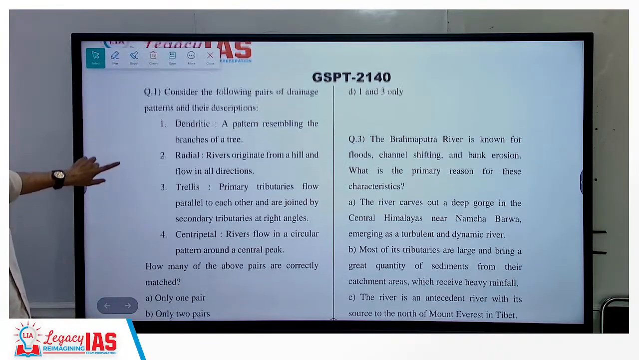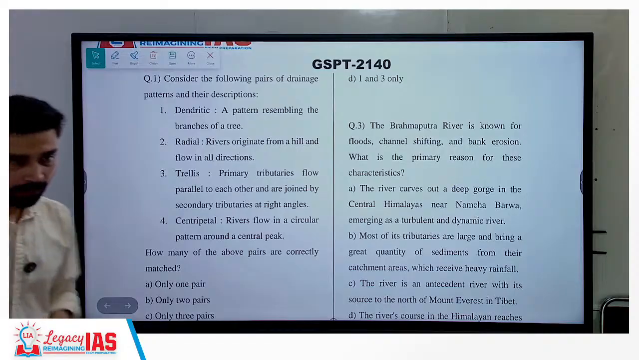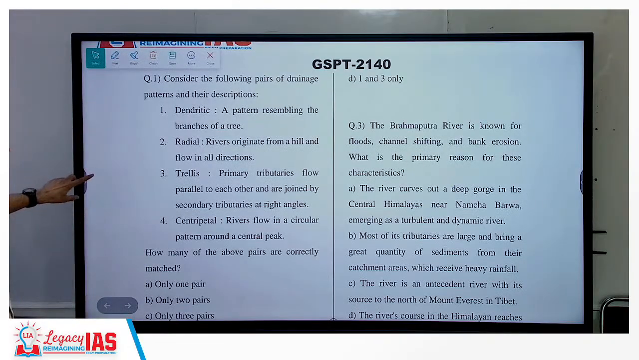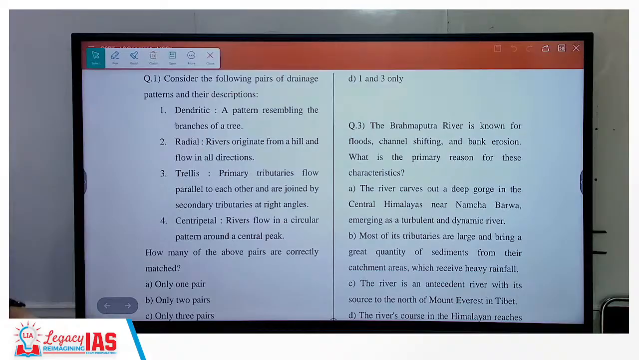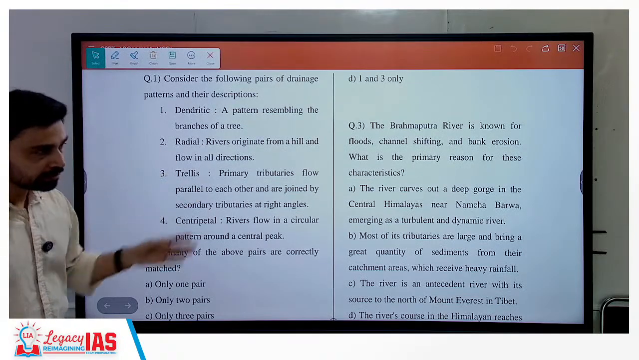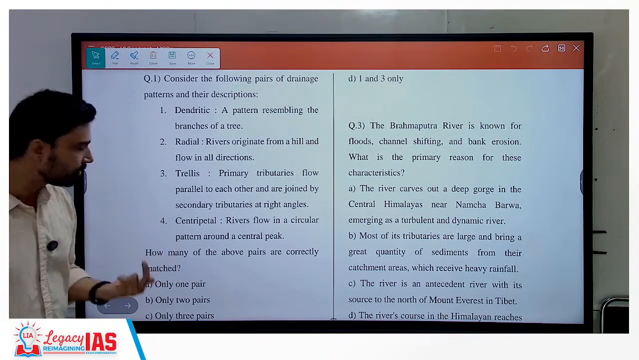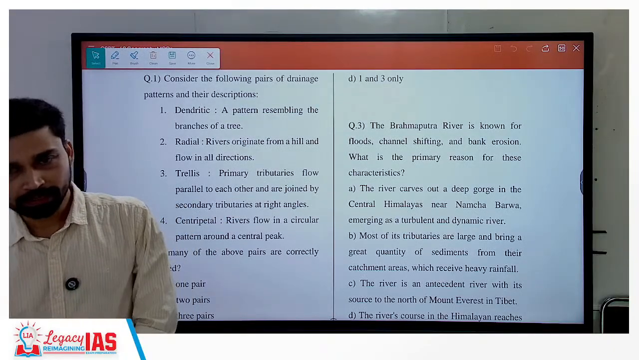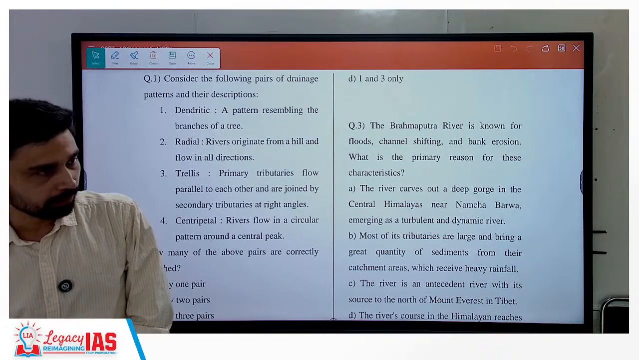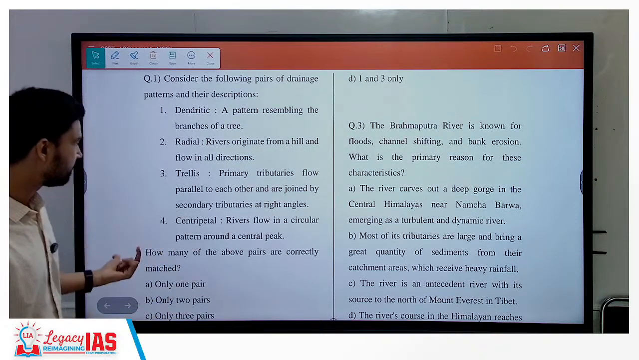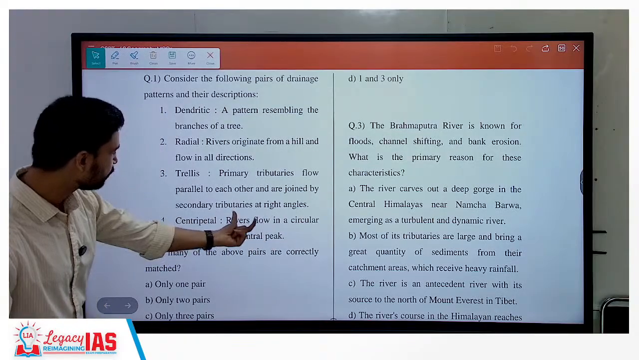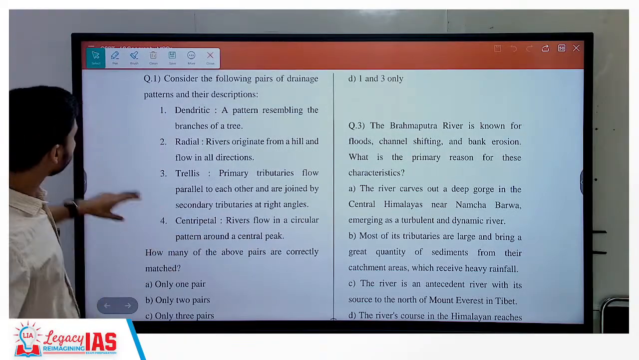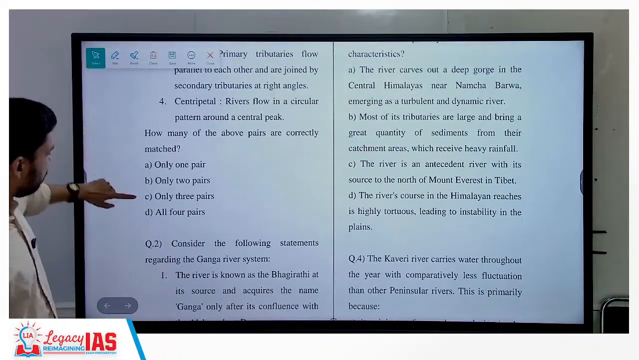So the first question is related to drainage patterns, which we have discussed. What is the correct answer here? There are only three pairs. Which one is wrong? Dendritic is correct, radial is correct, trellis we discussed yesterday itself. Centripetal is when you have multiple rivers coming from different directions and then discharging their water into the same depression, like the same lake. That is what you call centripetal. The definition given here is of centrifugal drainage patterns. That's the difference. So the correct answer will be C.